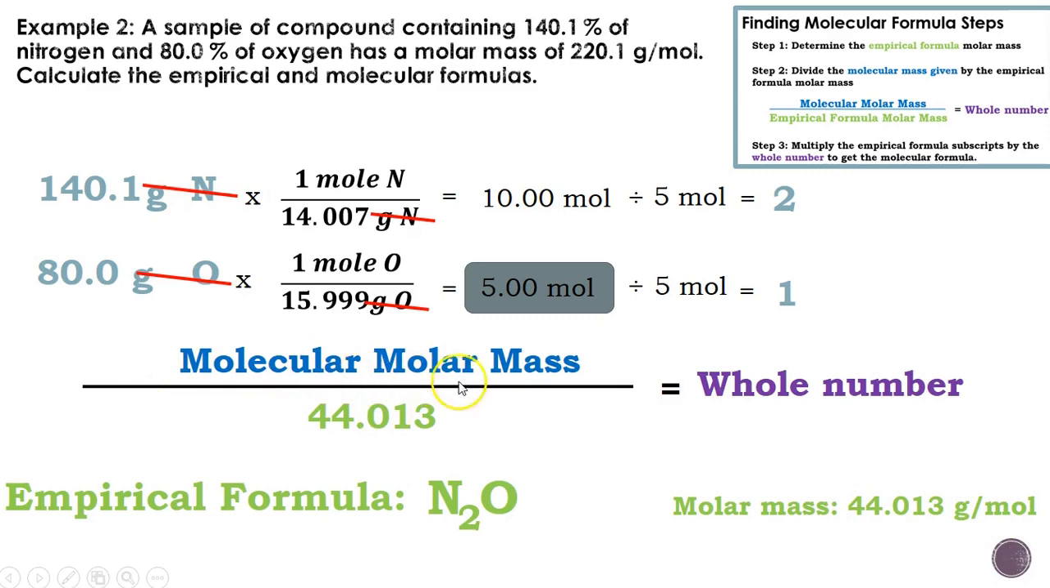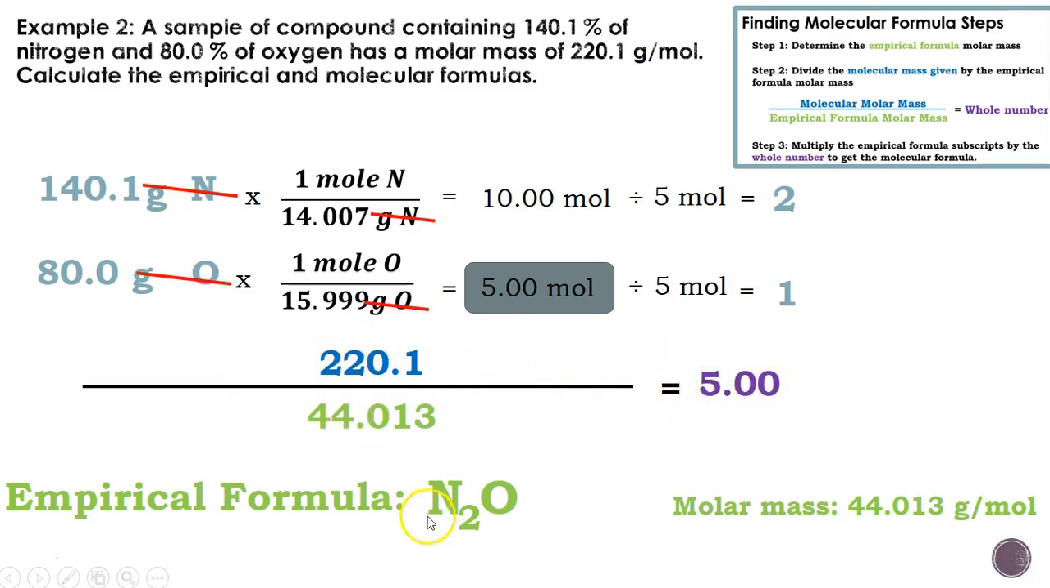Now, our molecular molar mass is always given in the problem. Here, it says 220.1 grams per mole is the molar mass. This is always going to be our molecular molar mass, so we can go ahead and replace that number. When you do the division, you can see the whole number that we get is 5.